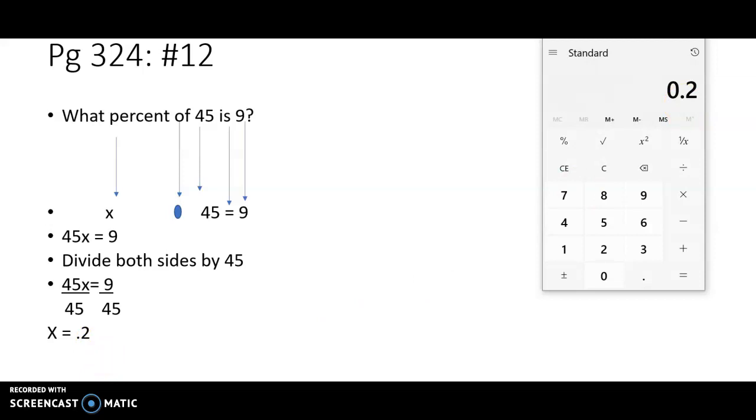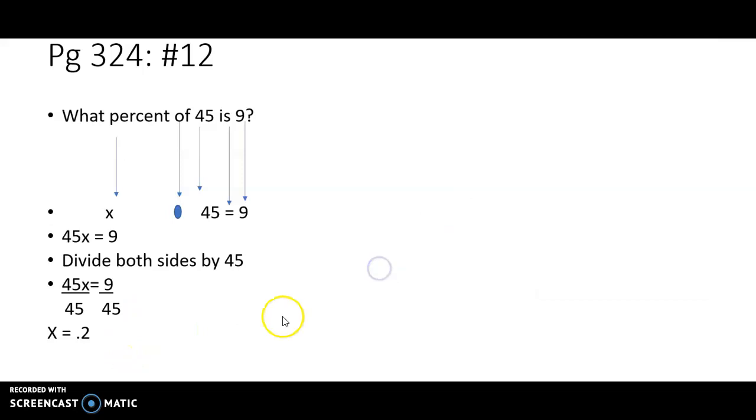Now, we're not exactly done because the question is asking what percent. So we have to change 0.2 into a percent. That means we're going to move it over 2 spots, and whoopsie daisy, and we're going to end up with 20%. So the answer is 20%. I got a lot of weird answers like, I don't know, not even in percentages. They were like in the hundreds. So we just got to make sure that we're understanding what the question is asking.